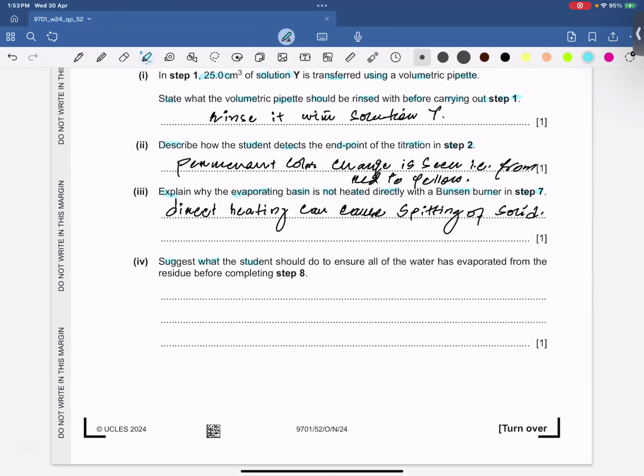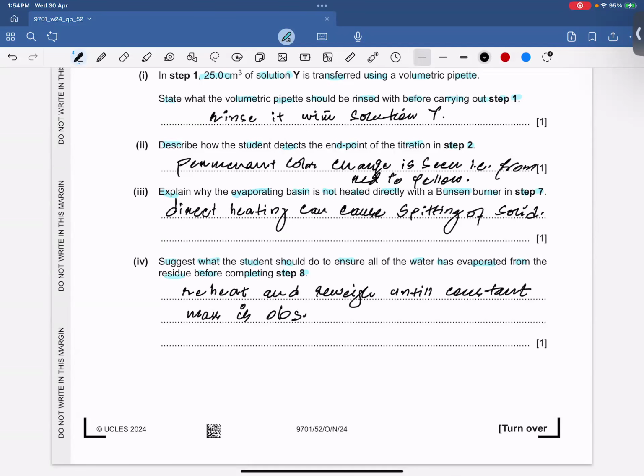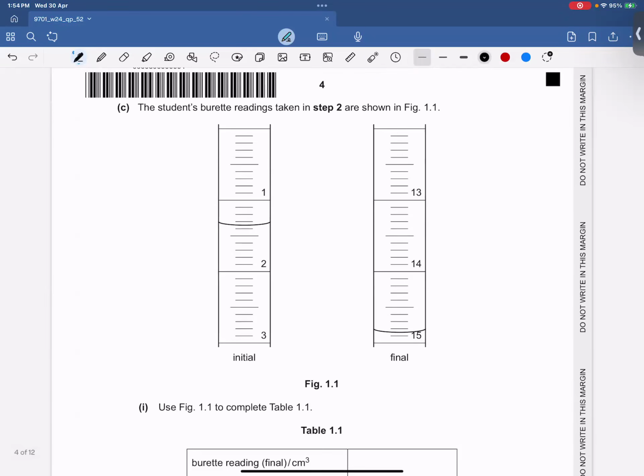Suggest what the student should do to ensure all the water has evaporated from the residue before completing step 8. Obviously, you need to reheat and reweigh until a constant mass is observed. Okay. Next.